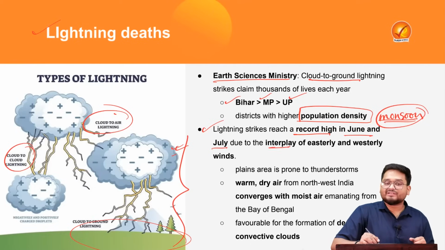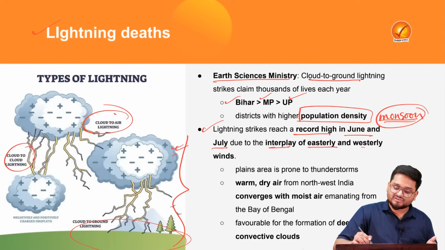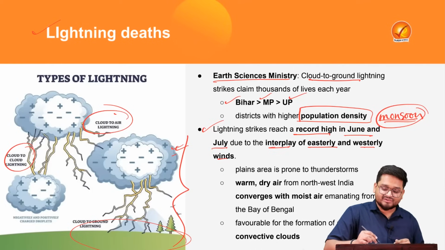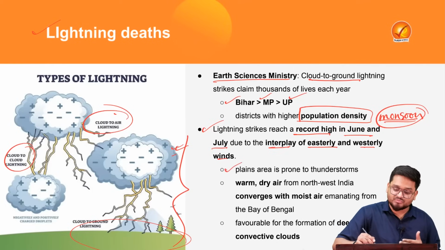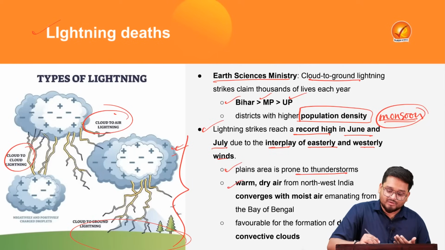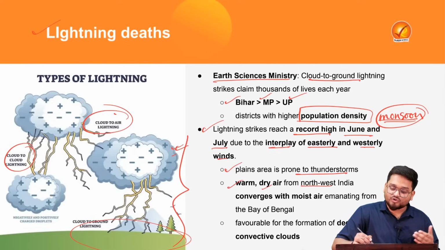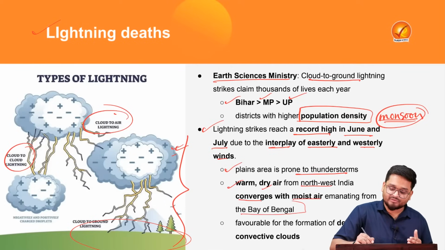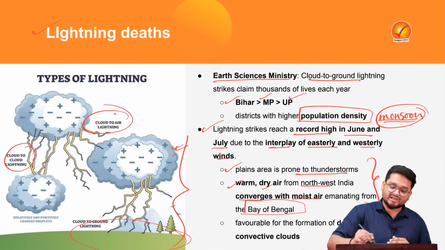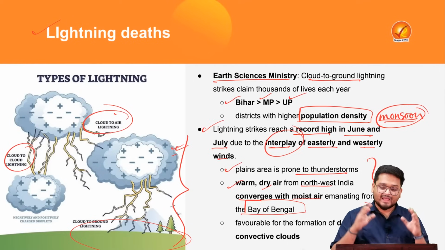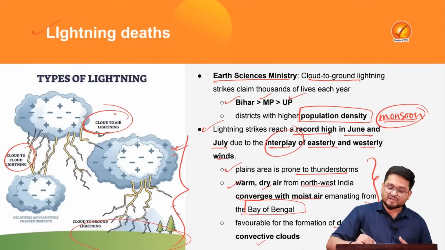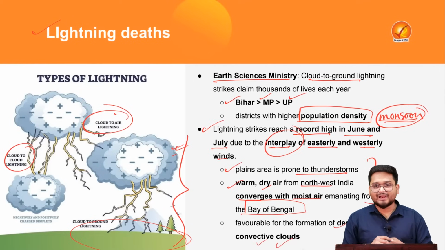This is also due to the interplay of easterly and westerly winds, because as we can see, the plains in India are more prone to thunderstorms, where warm and dry air from northwest India converges with the moist air emanating from the Bay of Bengal. This interplay of wind patterns gives rise to deep convective clouds which produce lightning.